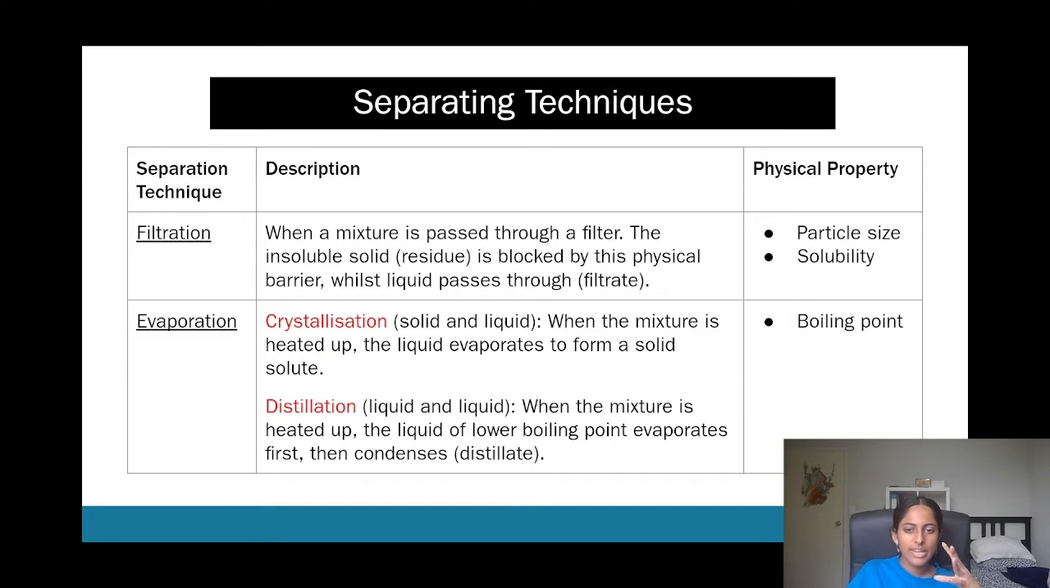And then you also have distillation. Distillation is where you have two liquids and you separate them according to boiling point. Let's say I have water and another solution. I'm just trying to think of a solution that we may use, something like hydrochloric acid. In that case, it's likely that the water may have a higher boiling point, so that will evaporate later. So that's how you separate it in terms of distillation.